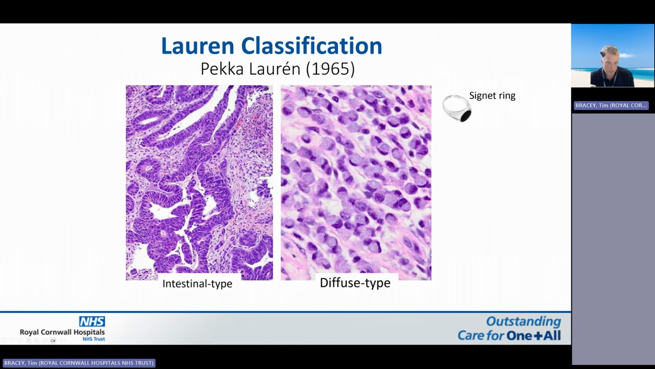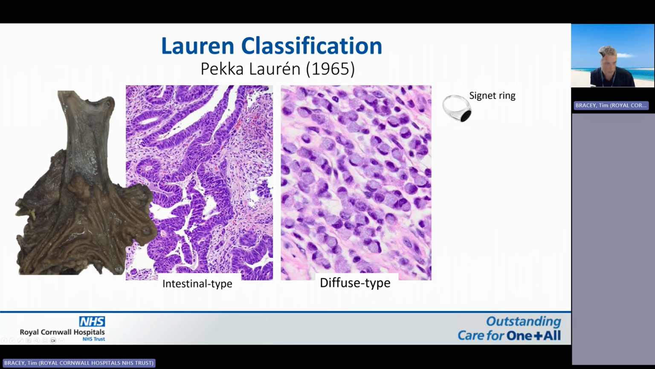One which he called intestinal type, which pretty much looks like colorectal adenocarcinoma. It's either tubular or papillary, and often has these irregular glandular structures with dirty necrosis and that kind of thing. Or you've got this diffuse type adenocarcinoma, which classically has these mucin-filled signet ring cells, but not always.